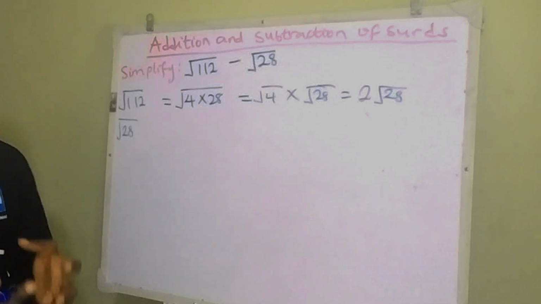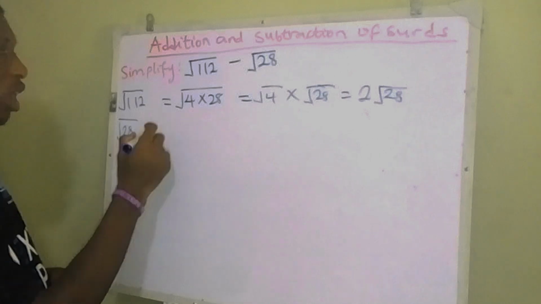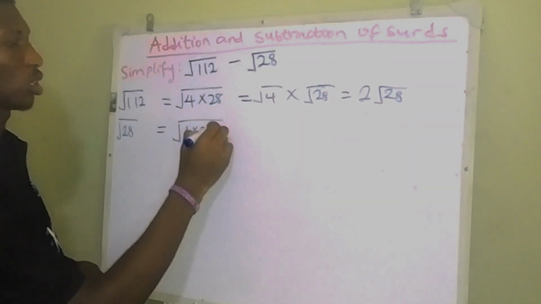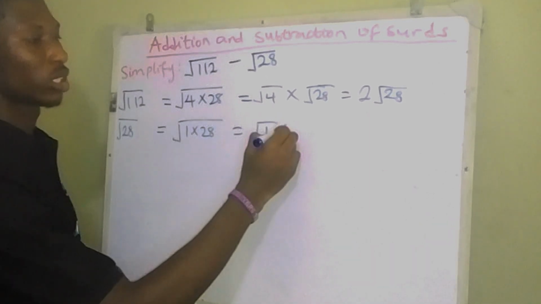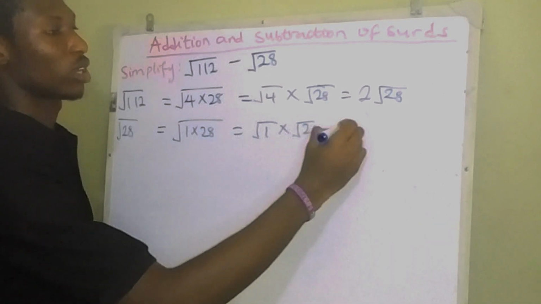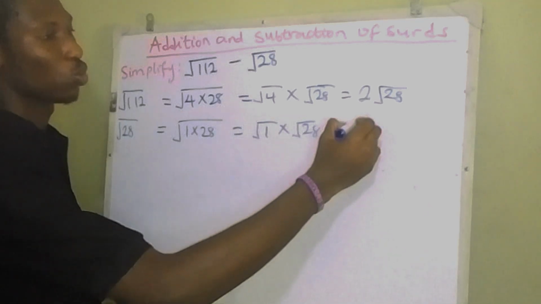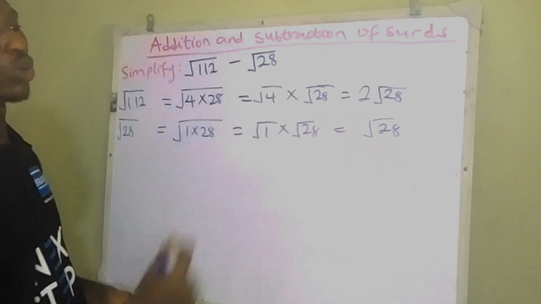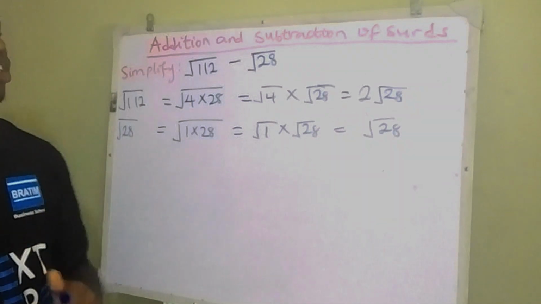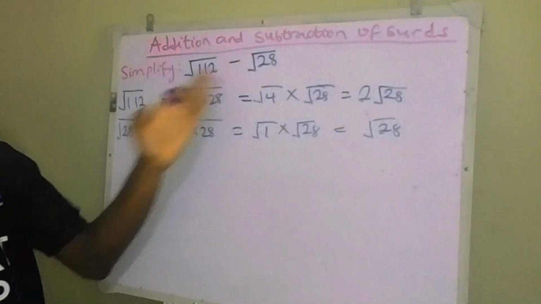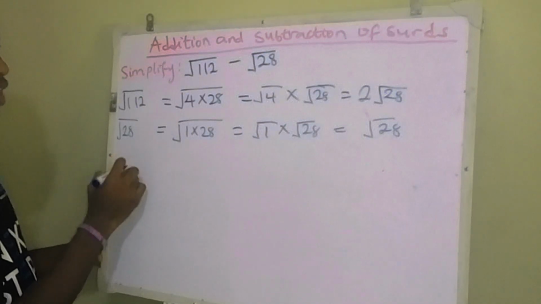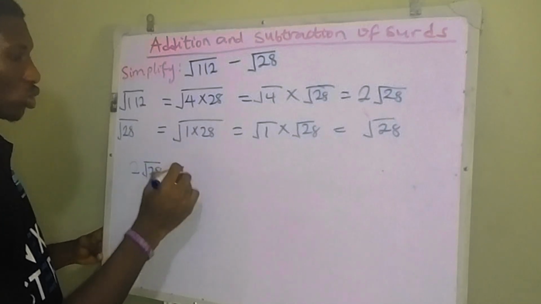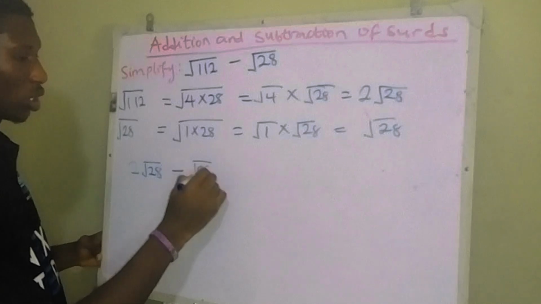We can only have 28 times 1. And obviously 1 is a perfect square. So we can say 1 times 28. And we can say square root of 1 times square root of 28. And our final answer will be, well, square root of 1 is 1. So it will be 1 square root of 28. But no need of writing this 1, because only square root of 28 signifies that we have only 1 square root of 28. So we can now put this into the expression. We can say 2 square root of 28 minus square root of 28.